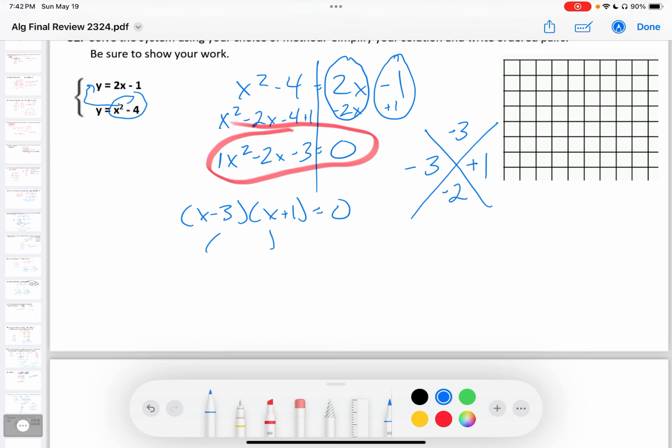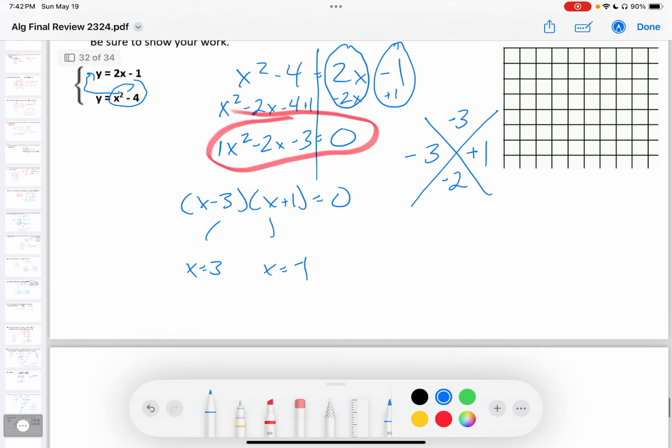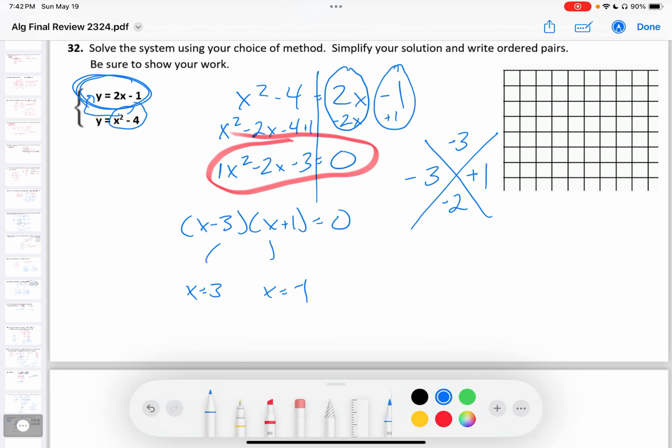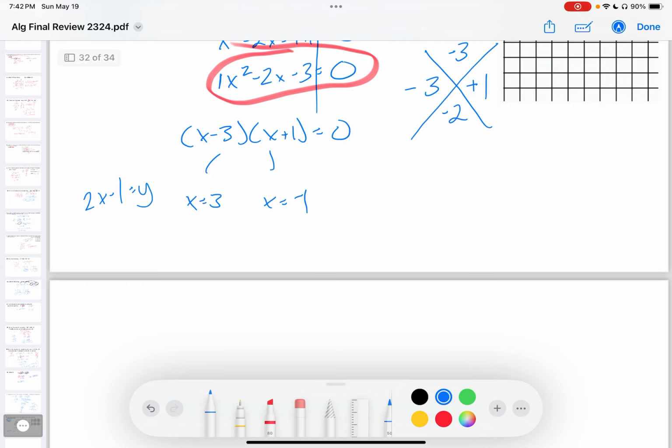As we've done before, we'll solve these. This would be x equals 3, and that would be x equals negative 1. Now we need y values for both of those. So again, I'm going to sub into one of my two equations. I'm going to use the easier one, which is the 2x minus 1 here. 2 times x, which is 3, minus 1 is 6 minus 1, or 5. 3 comma 5 is the solution.